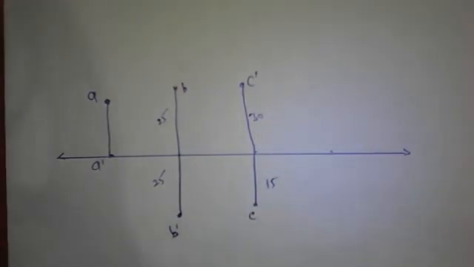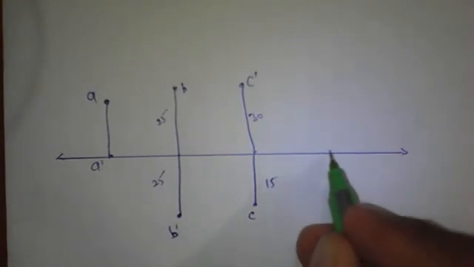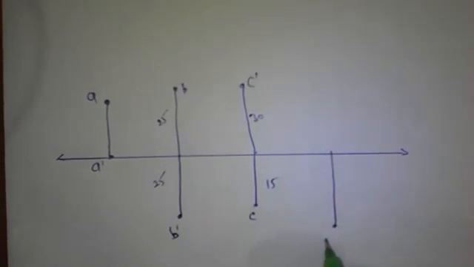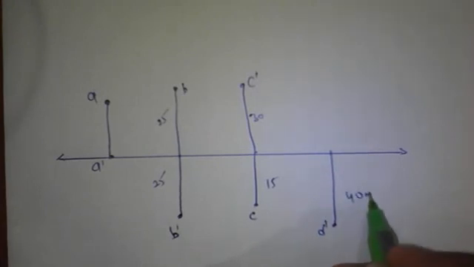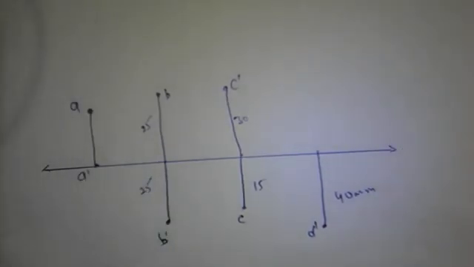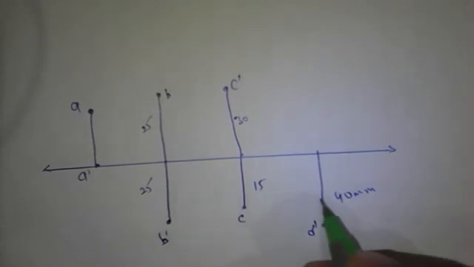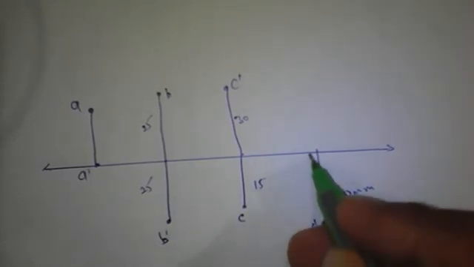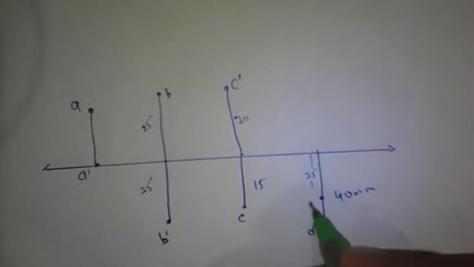Now point D, below HP and 25 mm in front of VP. Below HP means it can be in the third or fourth quadrant. Firstly we will draw the front view of D, D dash, 40 mm, and 25 mm in front of VP. As the HP gets rotated, that's why it can also be below, means 25. This is D, top view.